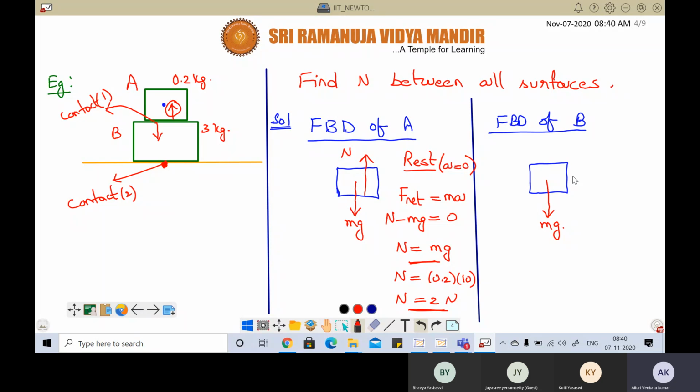First, let us see contact 2 with the ground. In which direction will the normal reaction be? Upwards. Correct. That is, let us say N2. Okay. Next, here contact is there, no? Between A and B. At that point, what will be the direction of the normal reaction? Downward or upward?